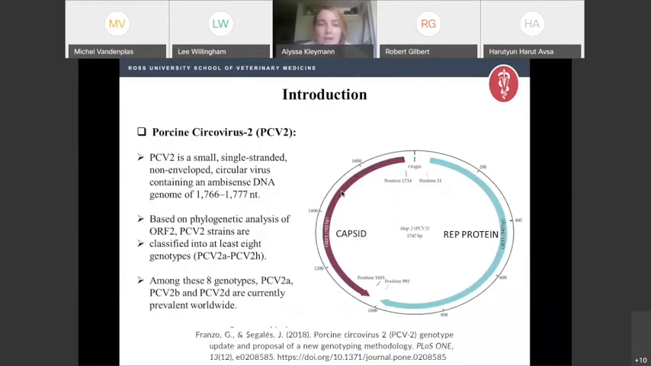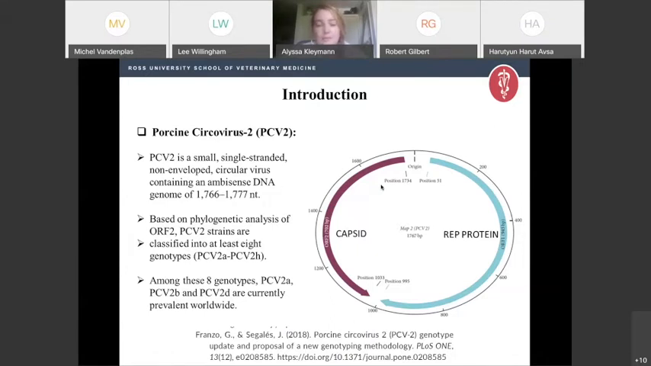Now I want to delve into the genomic organization of this virus. PCV2 is a small, single-stranded, non-enveloped circular virus that contains an ambisense DNA genome of 1,766 nucleotides. And this is depicted here over on the right. The open reading frame 1 is encoding for the replicase protein, while the open reading frame 2 encodes for the capsid.